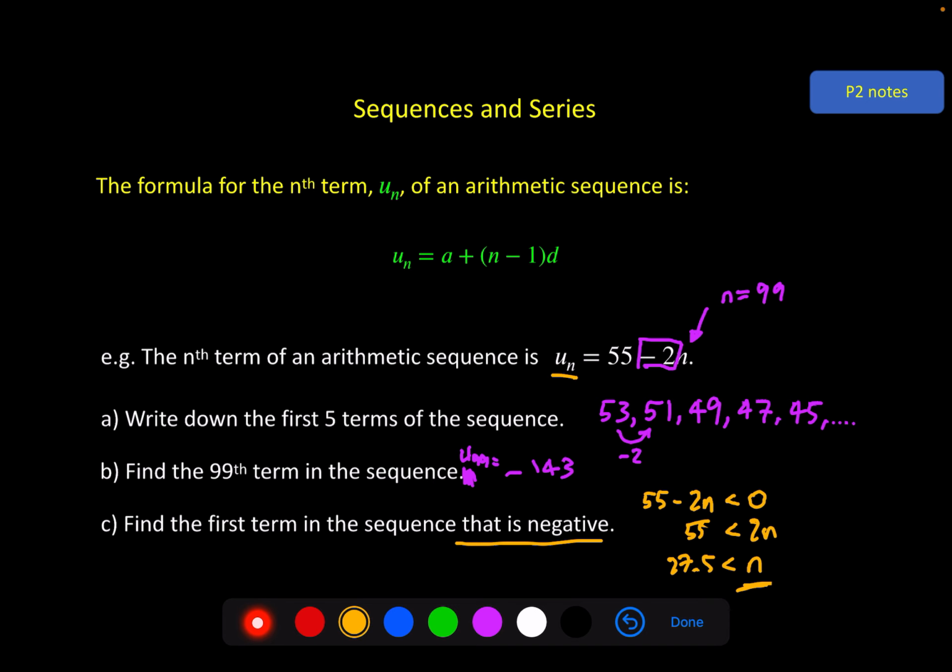And if we know n must be greater than 27.5, then the first term where this is true must be 28. The 27th term will not quite be negative. The 28th term will be negative.